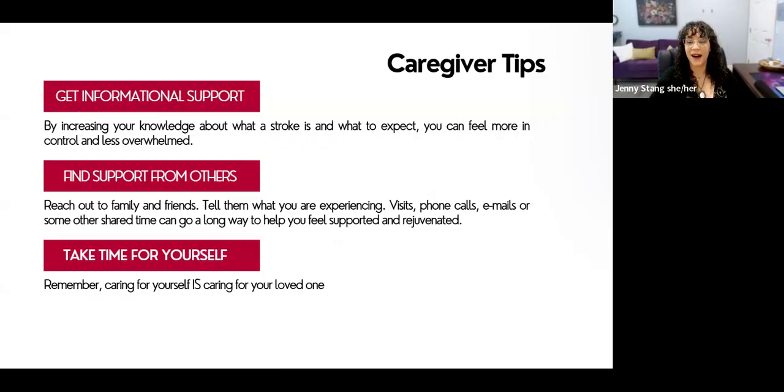There we go. Taking time for yourself. Remember, caring for yourself is caring for your loved one. Okay, so yes, your loved one has a lot of things that they need prioritized, but those priorities will not be met if you do not take care of yourself. So the number one priority is to make sure that you are available and around and healthy enough to manage the care of another person.